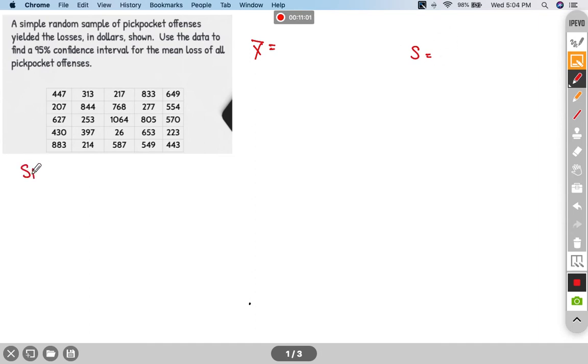if you go into Stat Edit, you can type in all your numbers. I know you're good with that. But then go to Stat, and instead of under the Edit menu, go one over to the Calc menu. And you're going to choose one-variable statistics.